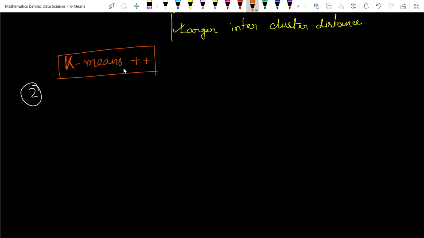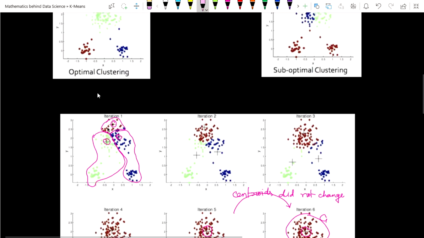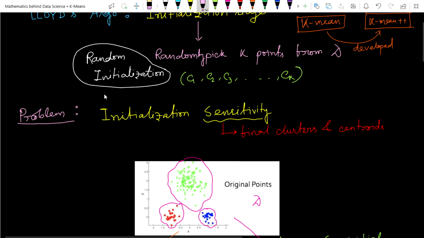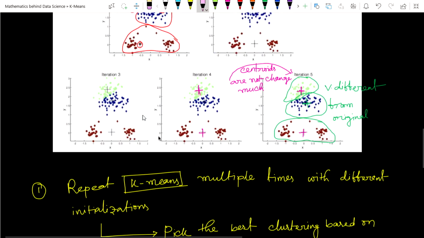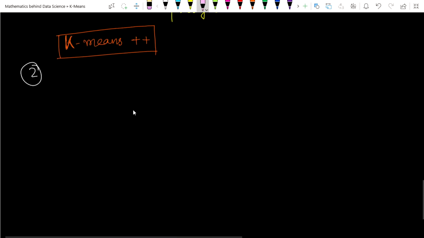The k-means++ development changes the random initialization step. We have simply developed the concept of the initialization. Everything else is okay, just the initialization stage. That is the main problem: initialization sensitivity is the main problem of our k-means algorithm. For Lloyd's algorithm, we have just developed this initialization. Now let's see how we develop it.